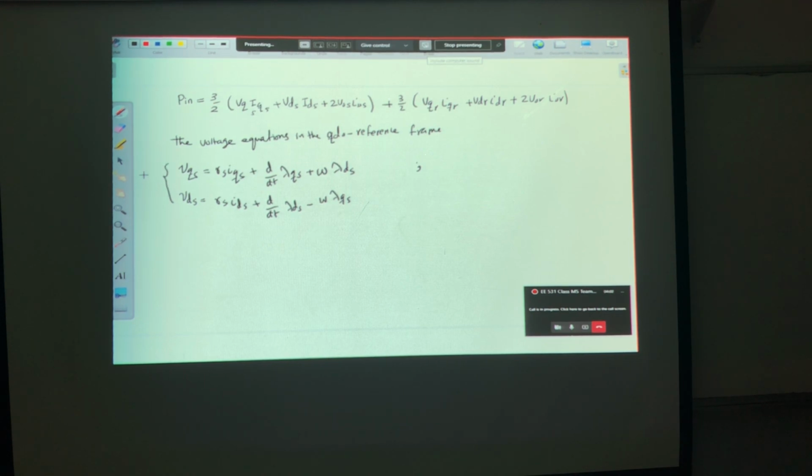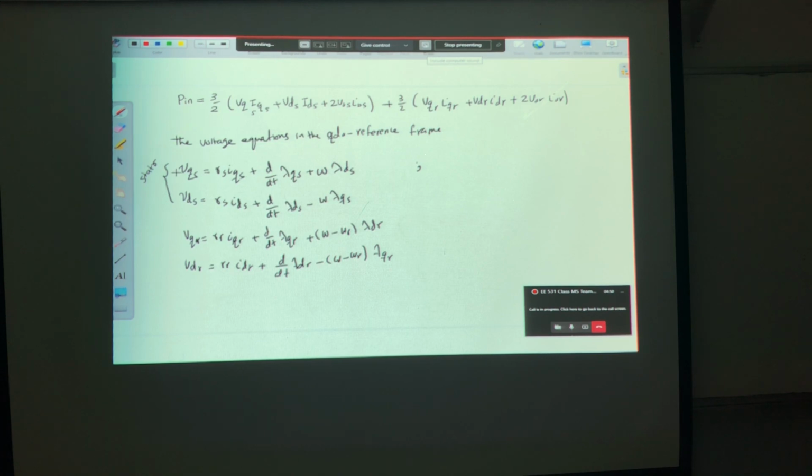For the rotor, S goes to R and omega goes to omega minus omega R. So here VQR will equal RR IQR plus d by dt of lambda QR plus omega minus omega R lambda DR. And finally, VDR equals RR IDR plus d by dt of lambda DR minus omega minus omega R lambda QR.